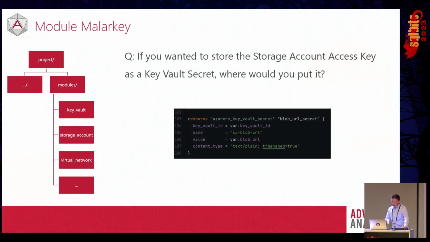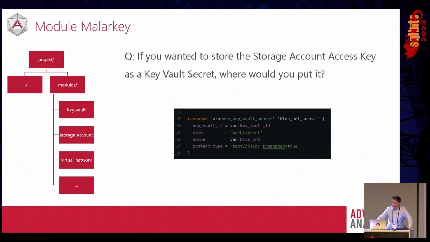So we've got an example Terraform project here. Top level on the left, you've got a project folder. And then you've got some modules, right? You've got Key Vault module, storage account module, virtual networks, yeah. So if you wanted to, for example, stick a storage account access key or any other sort of value into a Key Vault secret, where would you do that?